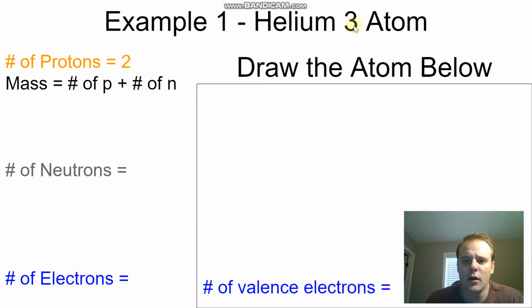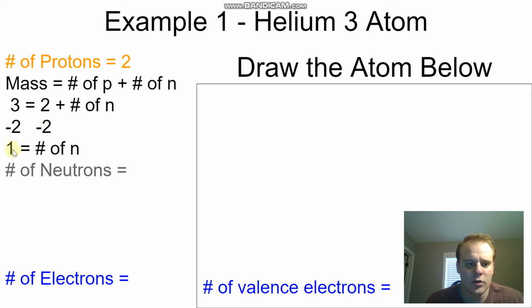So let's take what we know, the mass, 3, and the number of protons, 2, and plug them into this equation. Our mass is 3, our number of protons is 2, and we're solving for the number of neutrons. So we're going to subtract 2 from both sides of this equation because we're solving for the number of neutrons. So minus 2 and minus 2. 3 minus 2 is 1. 2 minus 2 is 0, so that cancels out. So 1 is our number of neutrons. So then we'll write that in here. Number of neutrons is 1.